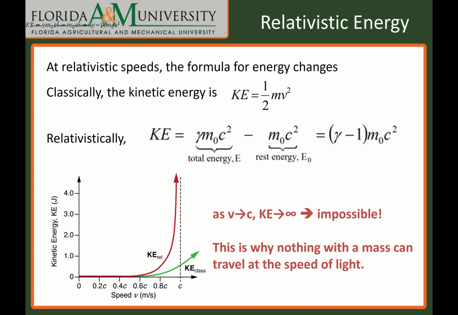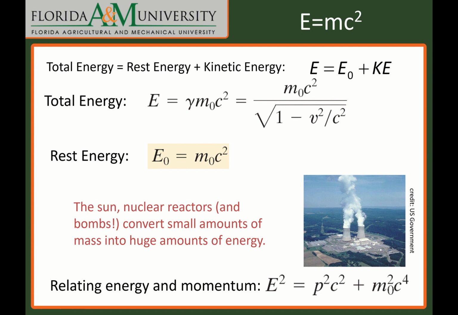Relativistically, as you go closer and closer to c, gamma goes towards infinity, and so the kinetic energy goes towards infinity, which again, of course, is impossible. You'd have to put an infinite amount of energy into it to get it to accelerate to the speed of light. So that's why nothing that has a mass can travel at the speed of light. And you'll notice that in that equation for the total energy, we said the total energy was the rest energy plus the kinetic energy. So the total energy is gamma times the rest mass, m0, times c squared. So the total energy goes to infinity as v goes to c.